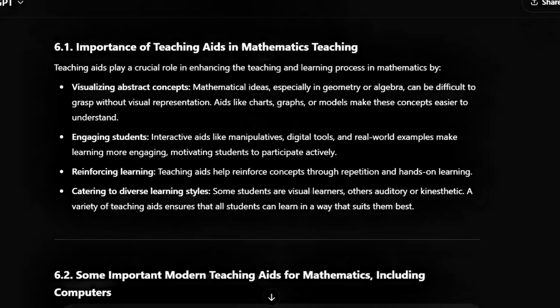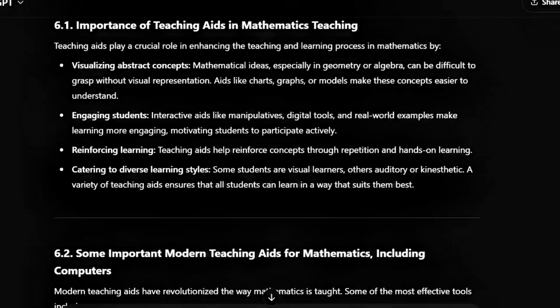Reinforcing learning. Teaching aids help reinforce concepts through repetition and hands-on learning. Catering to diverse learning styles. Some students are visual learners, others auditory or kinesthetic. A variety of teaching aids ensures that all students can learn in a way that suits them best.